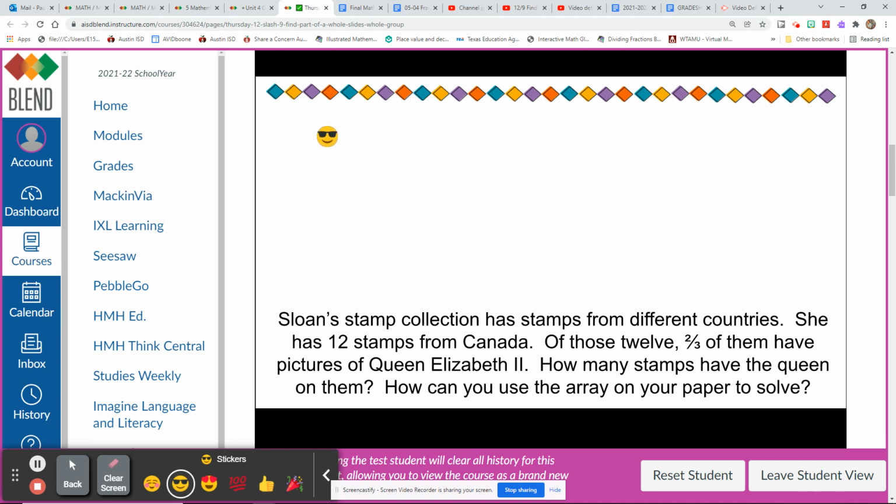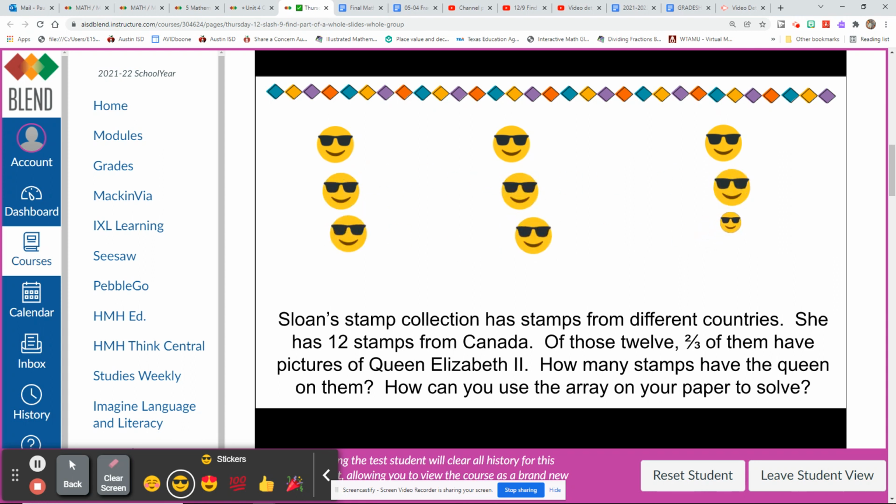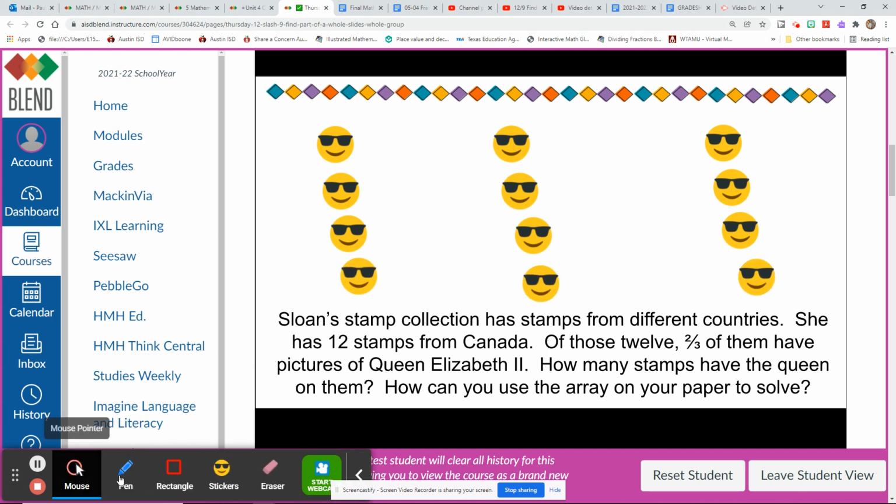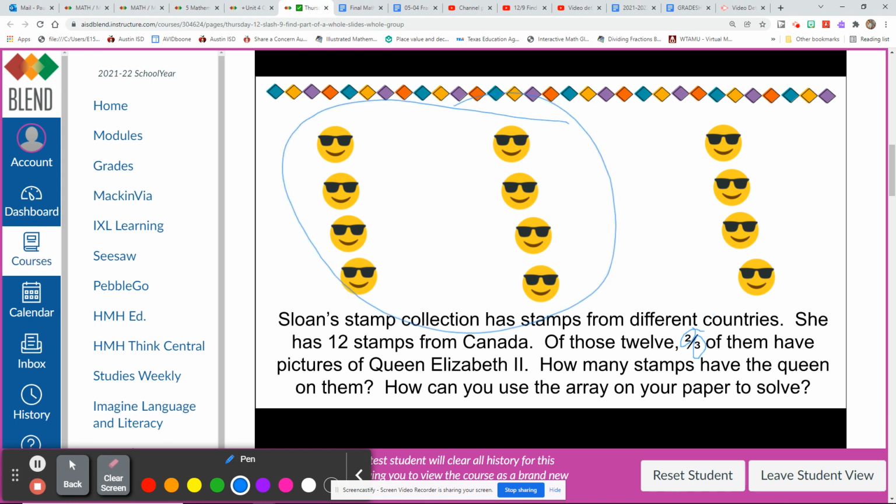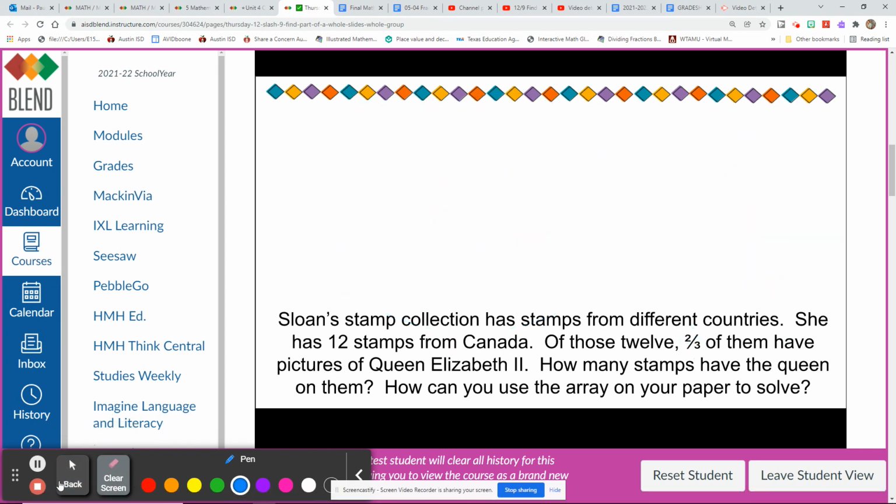All right, so if we're going to draw this picture, we're going to take 12 things. Let's use the cool guy this time. We're going to put 12 things into 3 groups. There's my 3 groups, and there's 3, 4, 5, 6, 7, 8, 9, 10, 11, 12. I've put 12 dots into 3 groups, and now I need to circle 2 out of those 3 groups. If I circle those 2 groups and count up how many I have, 1, 2, 3, 4, 5, 6, 7, 8. So my answer is still 8. Once again, it's a whole number, not a mixed number, so it works.